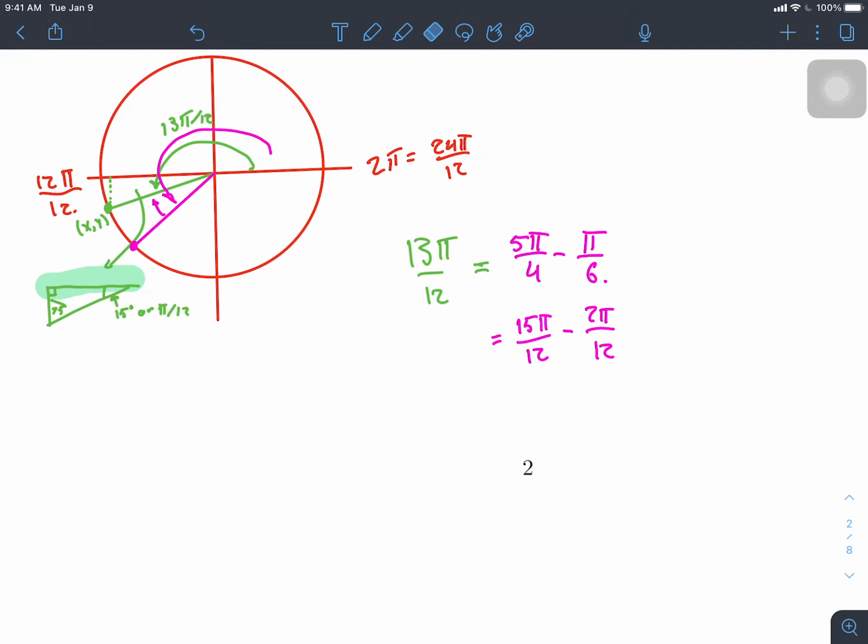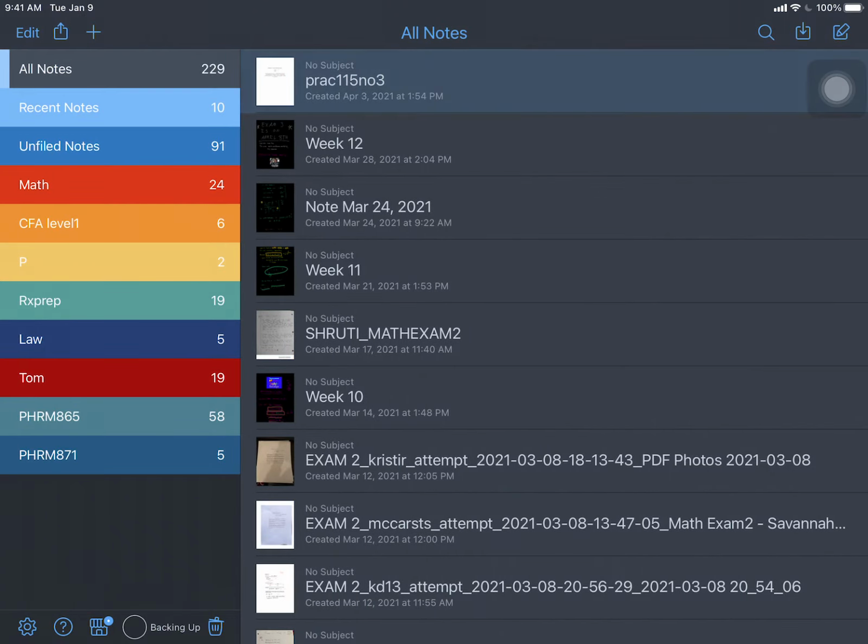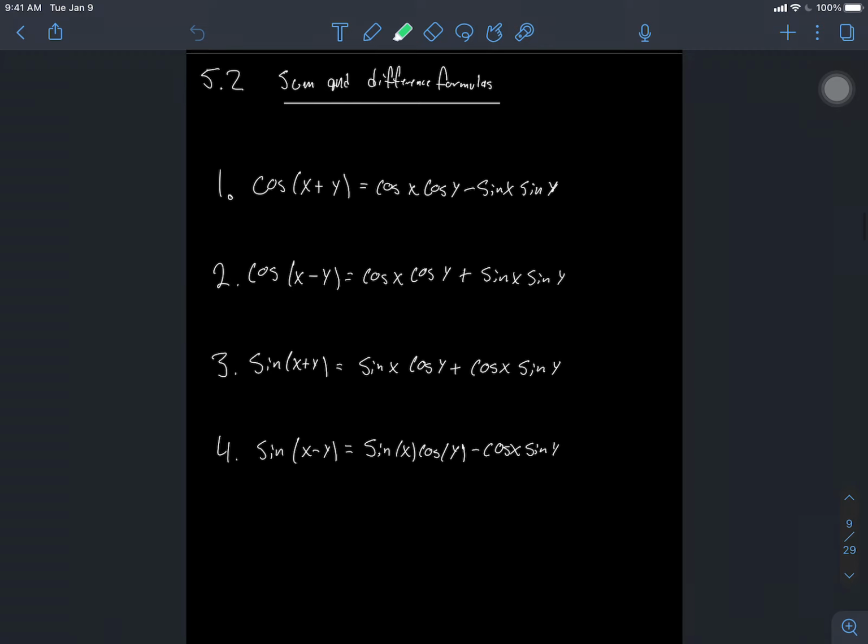And the benefit of writing this in this way is we know how to find the values of cosine and sine for these two values of an angle. And then we can use one of our sum or difference identities to then figure out where we're going from there. So let me go back to our notes here, and I'll copy them in.